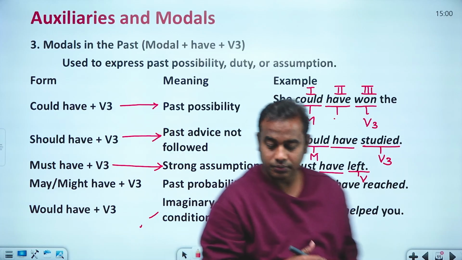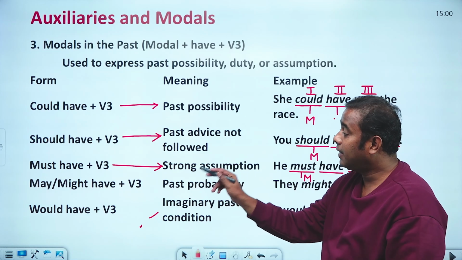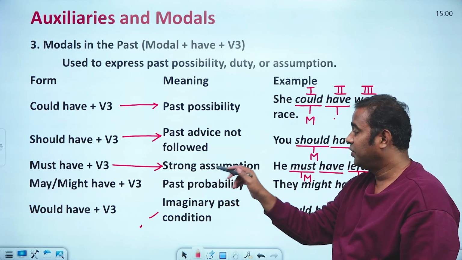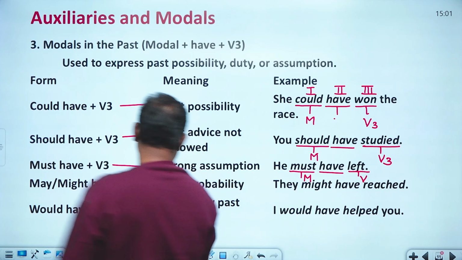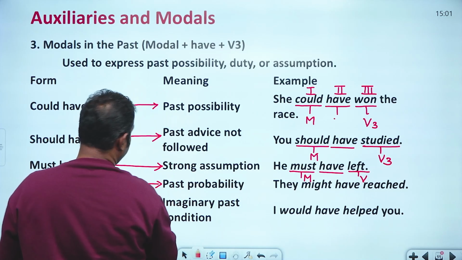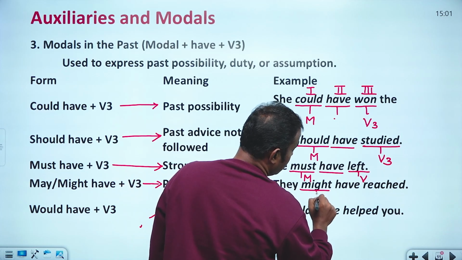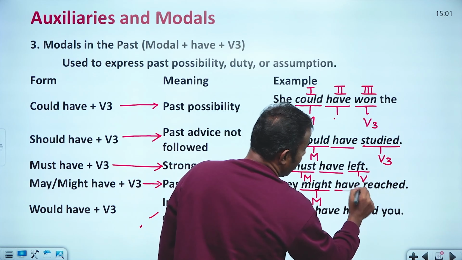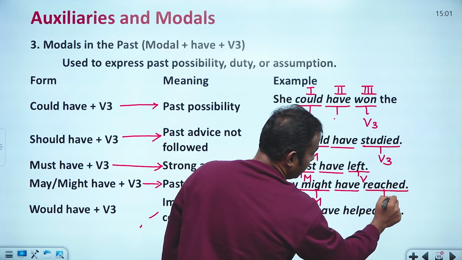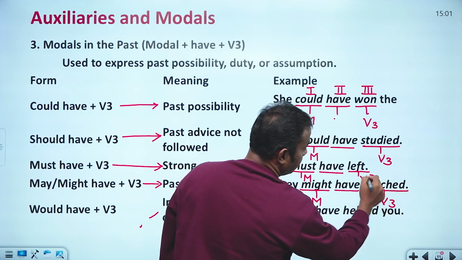Then another case, may or might have plus V3. Where we use this is for past probability. For example, they might have reached. Might is the modal verb, have, and reached is the verb here, which is also in V3 form.